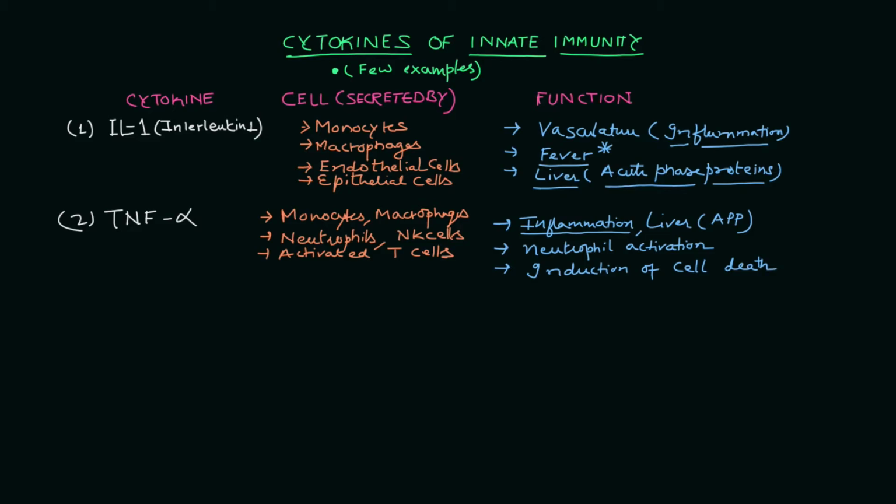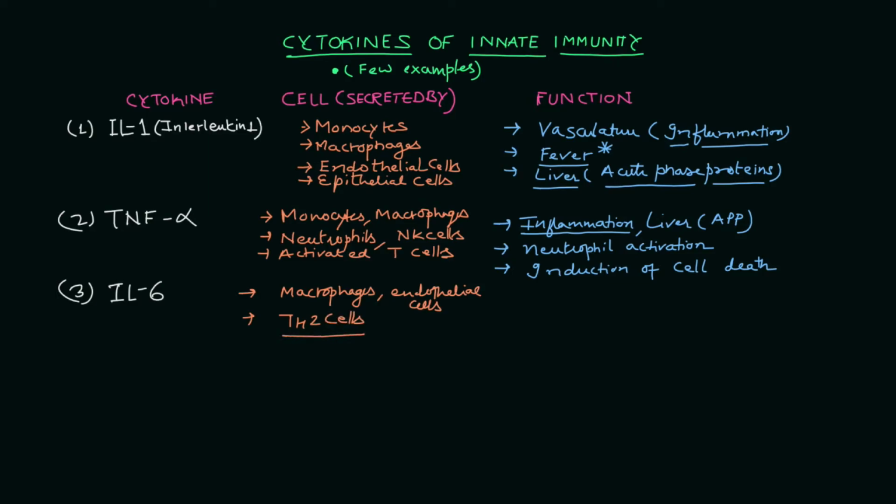Now let's discuss third cytokine, which is interleukin-6, also known as IL-6. And what are the cells that produce this particular cytokine? First is the macrophage. So let me write it down. Macrophages, endothelial cells, and Th2 cells.